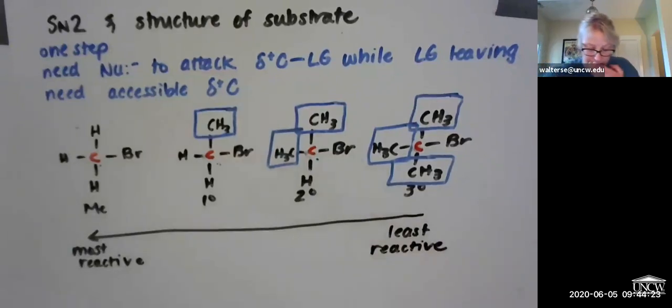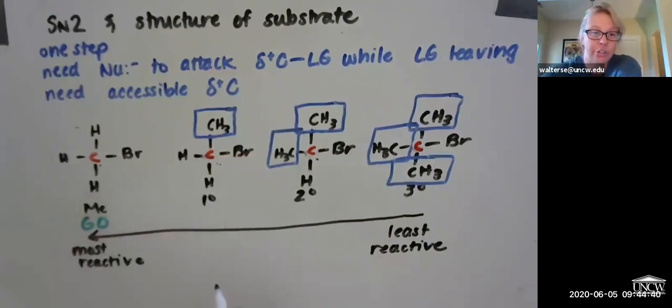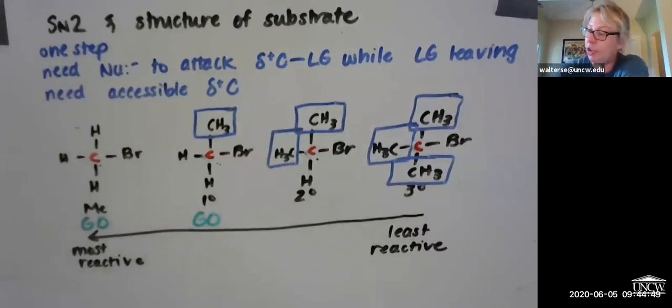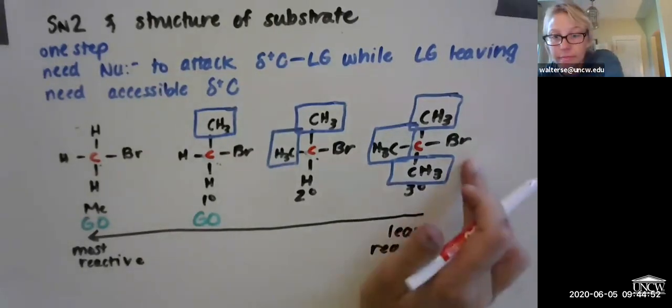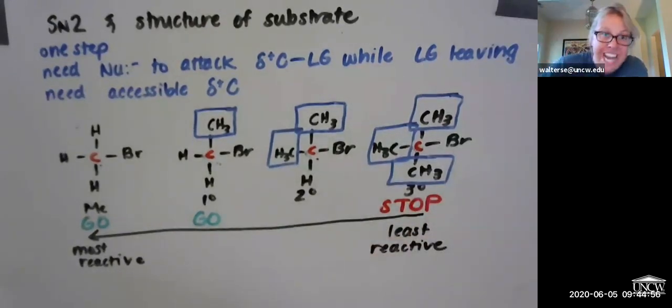Okay. So how I'm going to label these is with the colors of a stop and go light. Go. These will go by SN2 always. They will never go by SN1. Primary, that's a go for SN2. Tertiary, stop. They will never go by SN2.